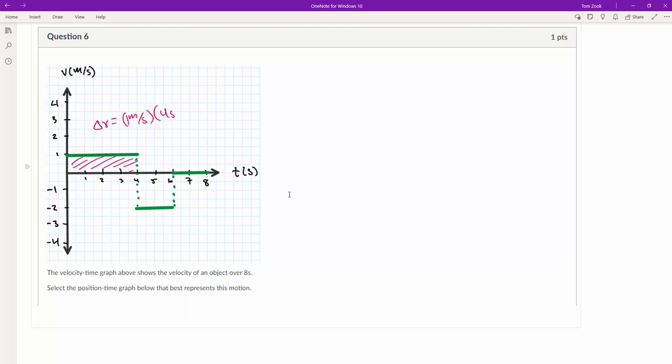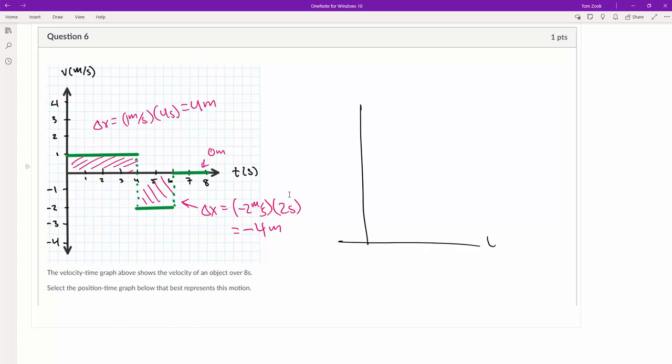And then the second area, that's going to represent a displacement of negative 2 meters per second for 2 seconds, or negative 4. And then the last bit is going to be no displacement. So we'd want a position graph that increases in position and then decreases in position and then stands still.